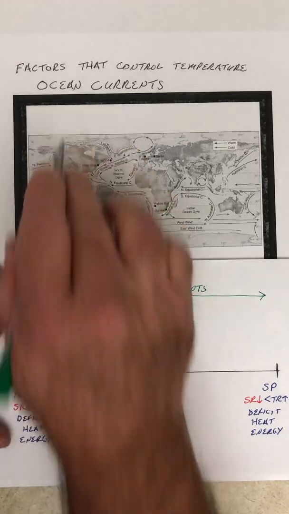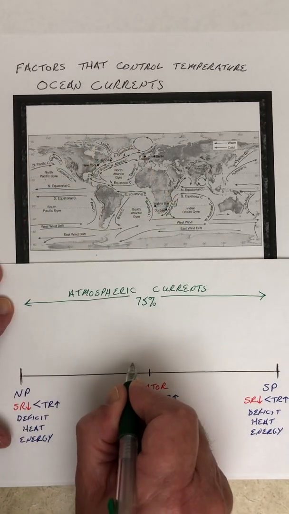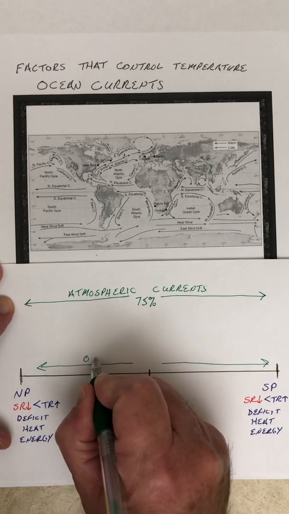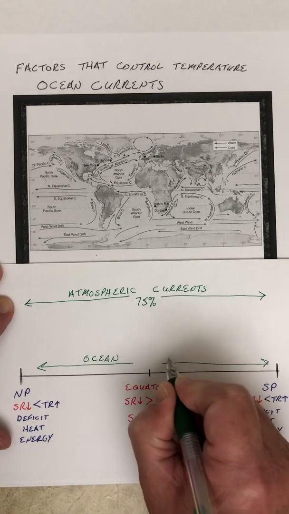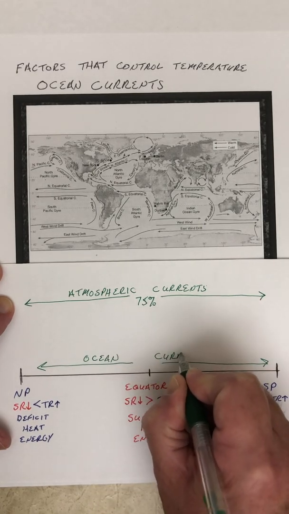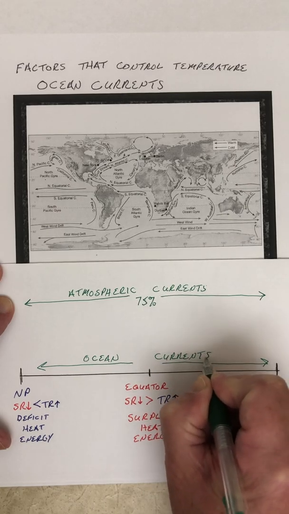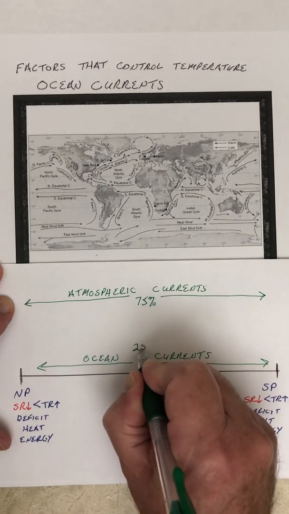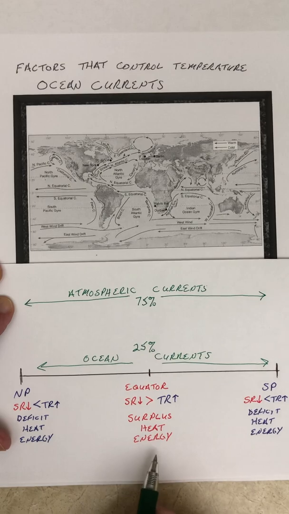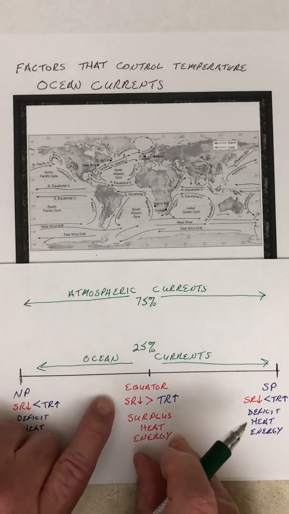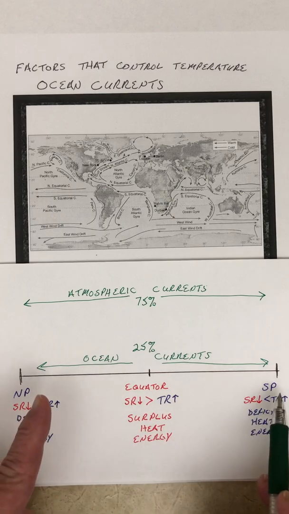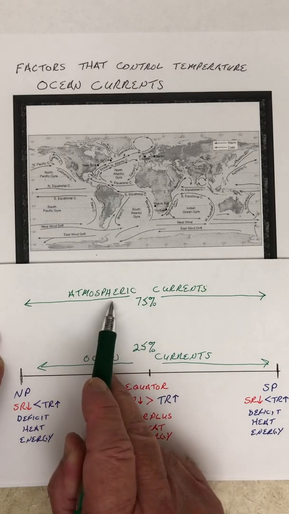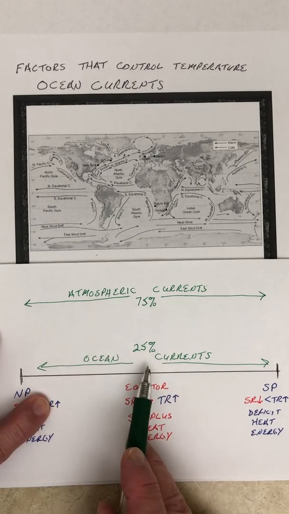Now, again, we're talking about ocean currents here. Down here at the surface, there are ocean currents. Ocean currents are also transferring some surplus heat energy, much less than atmospheric currents, but not insignificant. About 25% of the surplus heat energy being generated at the tropics is transported to the poles via ocean currents. So ocean currents don't transfer nearly as much heat energy as atmospheric currents, but it's not an insignificant total.